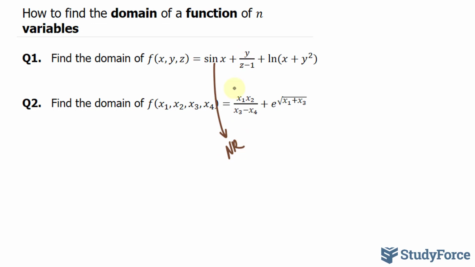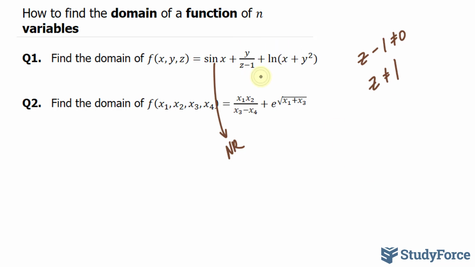Next, we have y over z minus 1. The only issue with fractions is that the denominator cannot equal 0. You can't divide something by 0. So what we say is z minus 1 cannot equal 0. Solving for z, we end up with z cannot equal positive 1. That's the only restriction for this term.